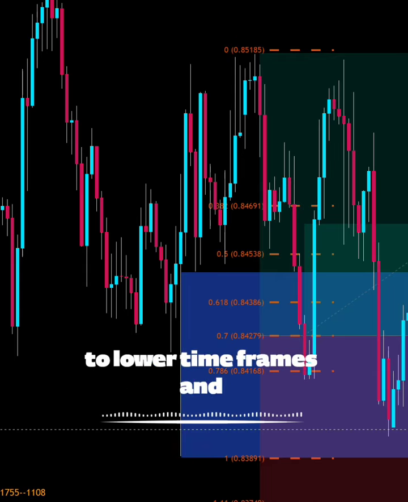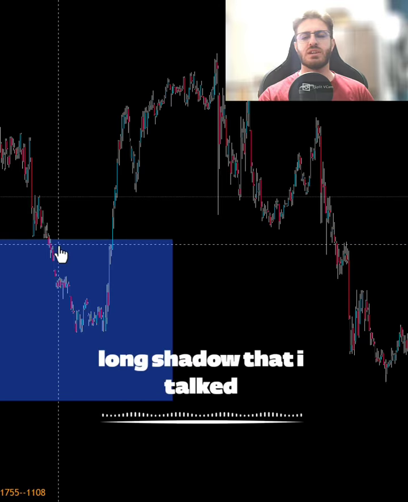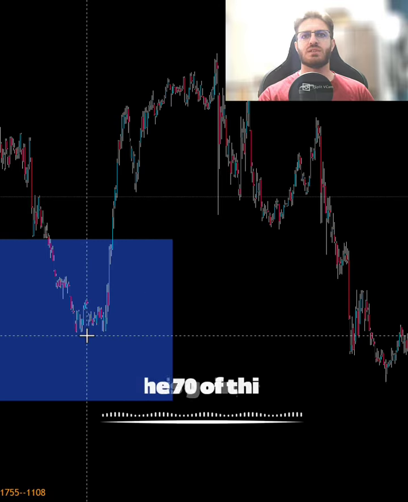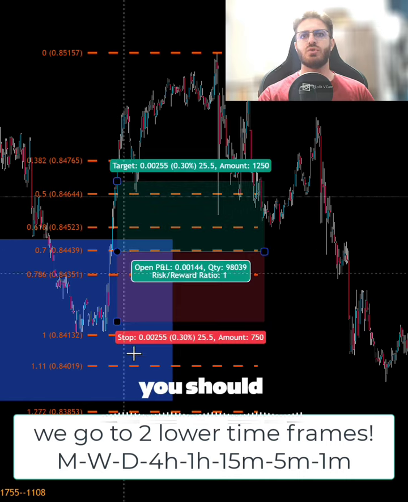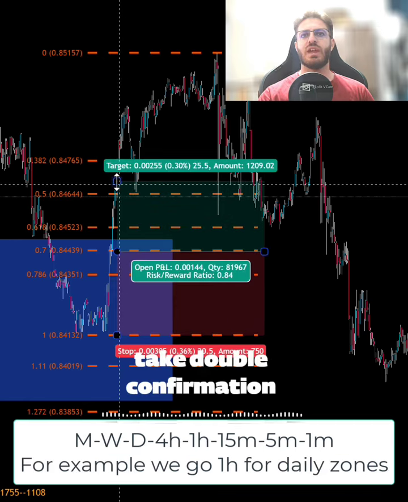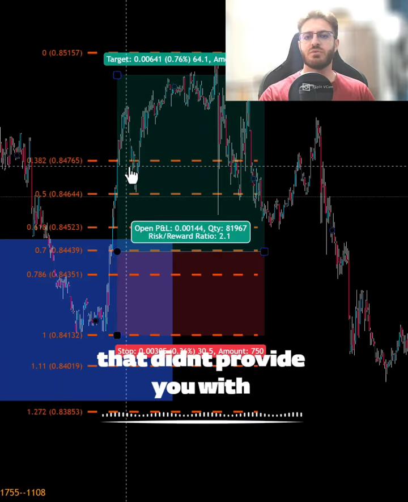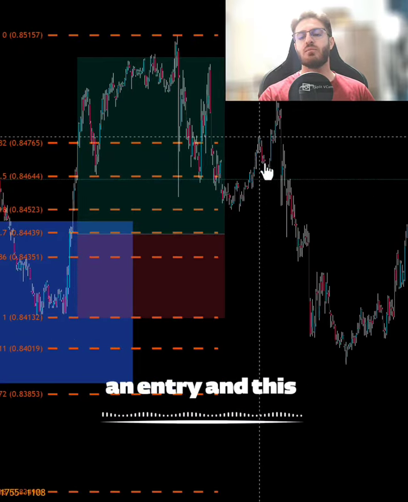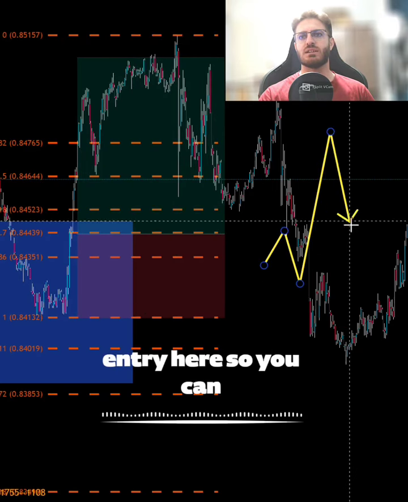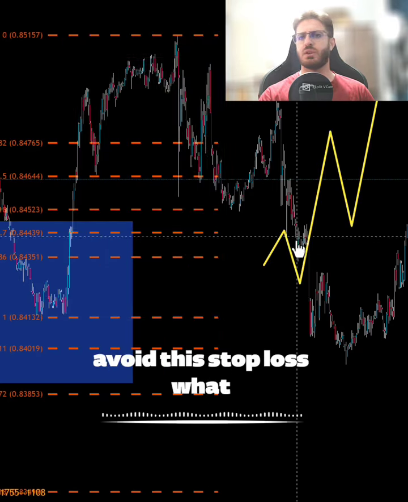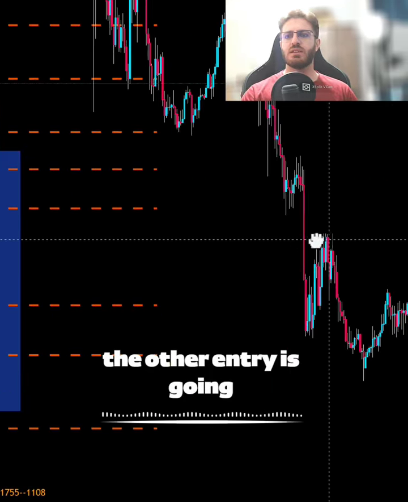But we can go to lower time frames and refine that entry too. So our first entry on this long shadow that I talked about is going to be the 70% of this leg, but you should take double confirmation after this long leg that didn't provide you with an entry and this momentum movement to the downside. You should wait for another entry here so you can avoid this stop loss, but we say that it's a stop loss. And then the other entry is going to be here.